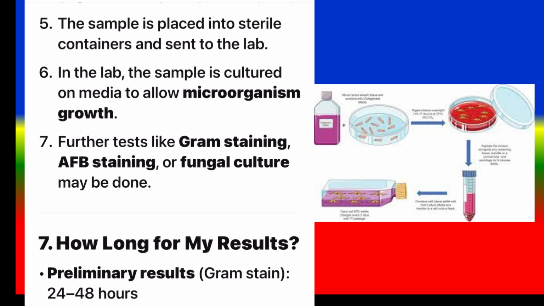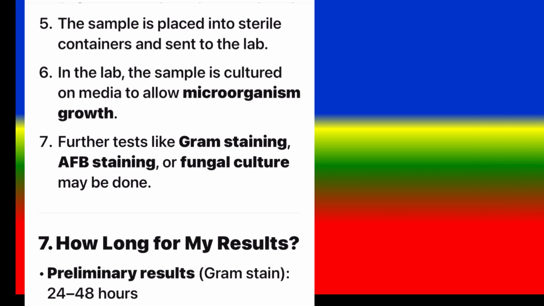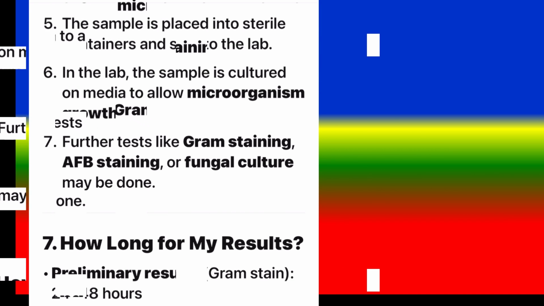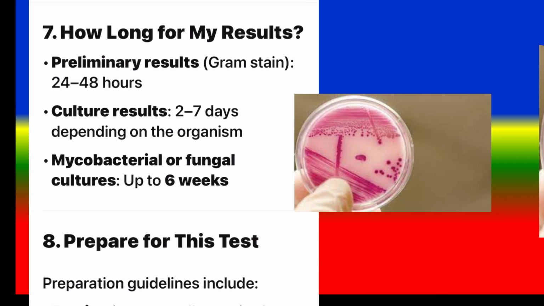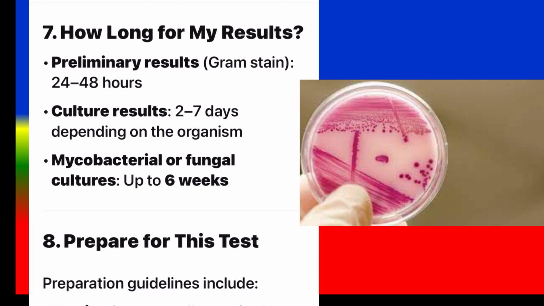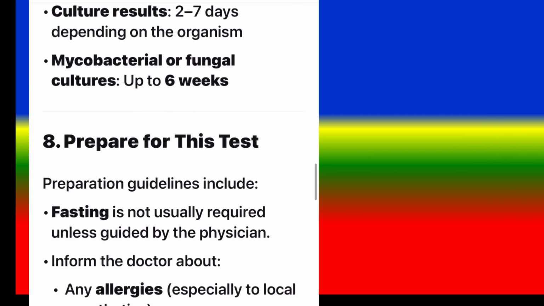6. In the lab, the sample is cultured on media to allow microorganism growth. 7. Further tests like gram staining, AFB staining, fungal culture may be done. 7. How long for my results? Preliminary results. Gram stain, 24 to 48 hours. Culture results, 2 to 7 days depending on the organism. Mycobacterial or fungal cultures, up to 6 weeks.